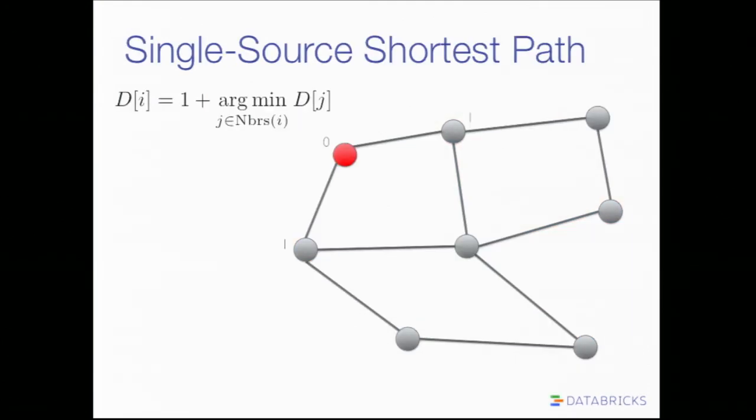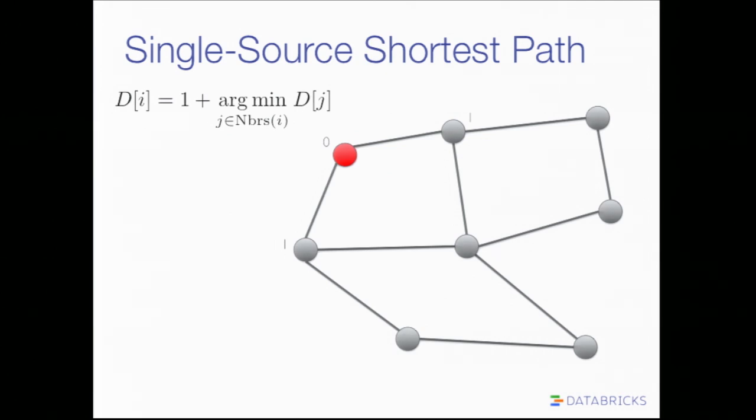So here's another graph algorithm, single source shortest path. What this does is it finds the distance from each vertex in the graph to a particular source vertex. And here the source vertex is marked in red. And we can find the distance from each vertex to the source vertex, in parallel, by first setting the source vertex to have distance 0, since, of course, it has distance 0 to itself. And then by iteratively updating each vertex's distance to be one more than the minimum of distance of its neighbors.